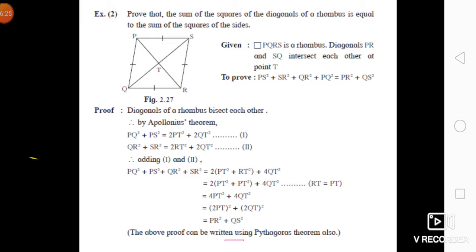Now, further practice set 2.2 we are going to see in the next video. Write this solved example and the theorem in your notebook.